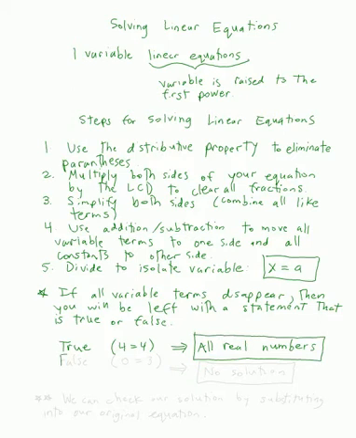Okay? If you get a false statement, for example, 0 equals 3, something like that, then that actually means that you have no solution. Okay, no solution. So this is really important because sometimes you're asked to solve a linear equation that doesn't actually have any solutions, or it has an infinite number of solutions. You need to know how to recognize that. And the key is if the variable terms disappear.